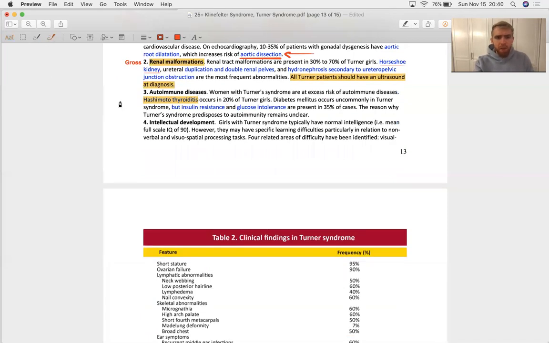Higher incidence of Hashimoto thyroiditis, which I think is going to be DR3. I might be blanking on that though.